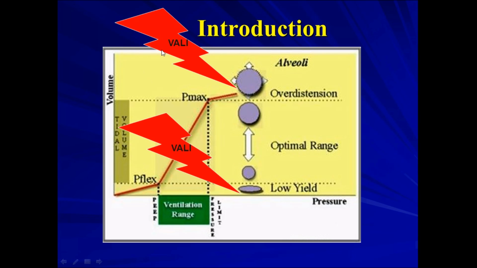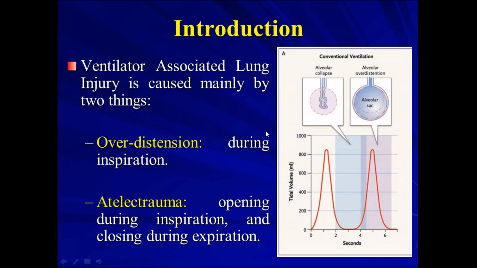So I will start with ventilator associated lung injury. We used to talk about overdistension and atelectrauma, the opening and closing, the low tidal volume ventilation and the high tidal volume ventilation, the overdistension. Both can cause ventilator associated lung injury, so the optimal range is in the middle. We avoid the overdistension and we avoid the low tidal volume ventilation.